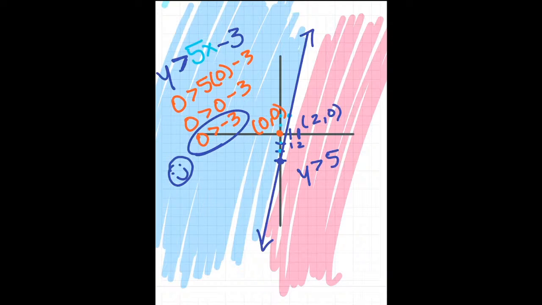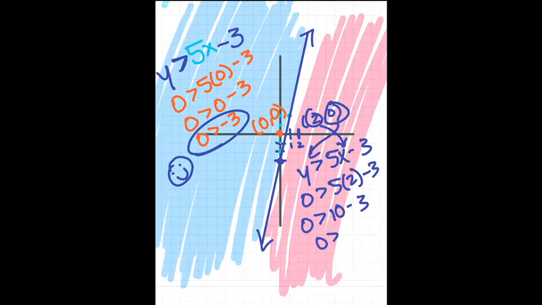y is greater than 5x minus 3. Therefore, according to this side, 0 is greater than 5 times 2 minus 3. Therefore, 0 is greater than 10 minus 3. Therefore, 0 is greater than 7. Is that true? Is 0 greater than 7? I think not.